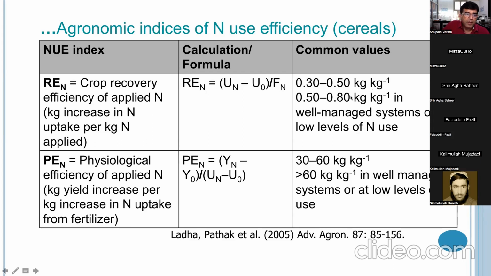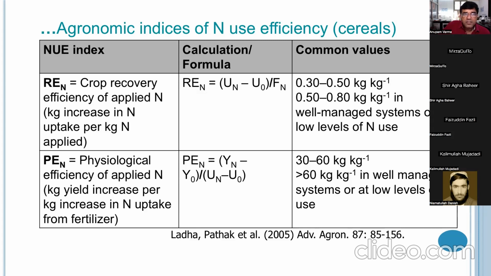Now, physiological efficiency, this is with respect to yield in nitrogen treated plot minus yield in control plot, divided by uptake of nitrogen in treated plot minus uptake in control plot. So this is the yield per kg nitrogen uptake. How much is the yield? So the range is 30 to 60 kg per kg, and value can be as high as 60 or more. So these are four important nitrogen or nutrient use efficiencies which I wanted to discuss.